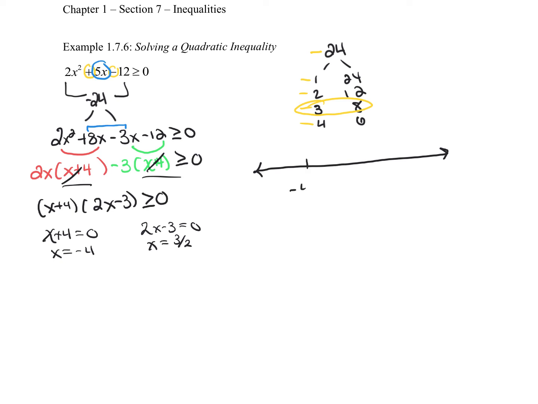So negative 4 is way down here. 3 halves is right here. And then I'm going to pick numbers. I'm going to pick negative 5, 0, and 3 halves is 1.5, so I'm going to pick a 3 down here. So when I go back and compare, because there's a 0 right here, I can use this.